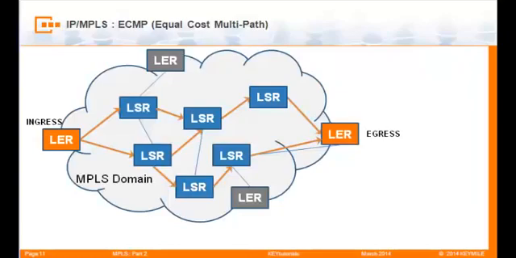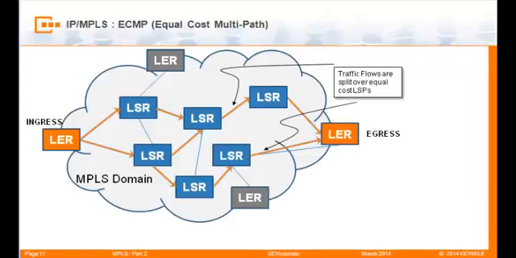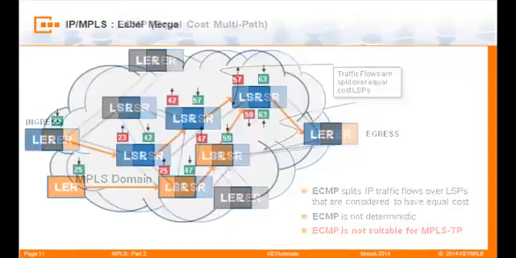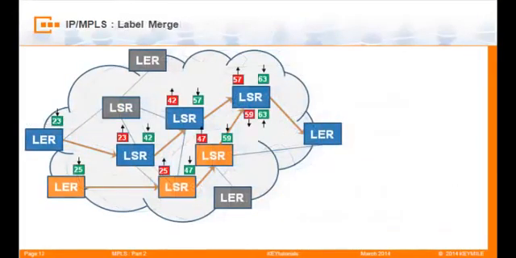ECMP is all about load balancing, sharing the traffic flows over multiple routes which have the same cost. For the transport network operator, this approach removes the deterministic nature of the paths, and ECMP therefore cannot be a feature of MPLS-TP either. And the third of the unwelcome features in MPLS-TP is called label merge.